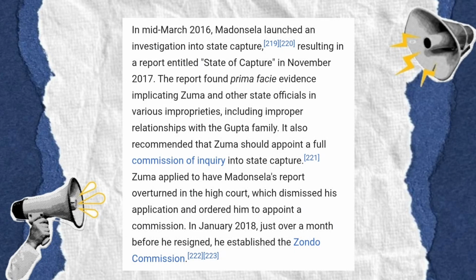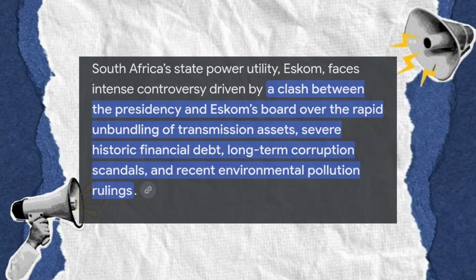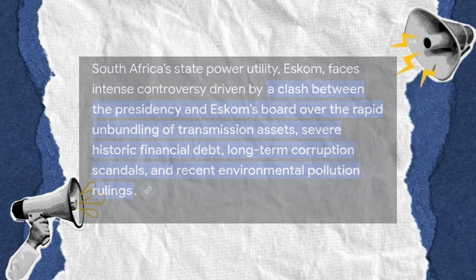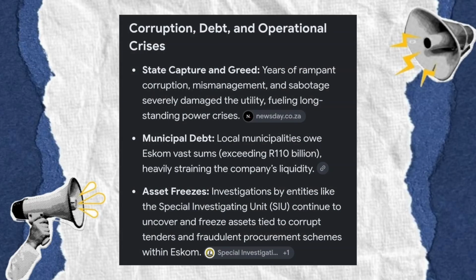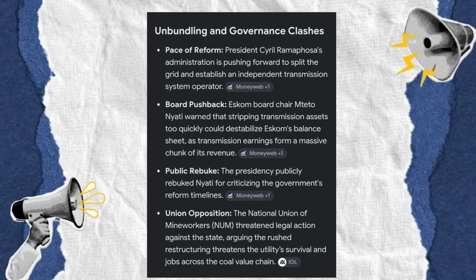South Africa's state-owned electric company, Eskom, became a symbol of the country's struggles. Years of financial problems, poor management, corruption allegations, and underinvestment led to serious electrical shortages. And that brings us to one of South Africa's biggest modern issues.